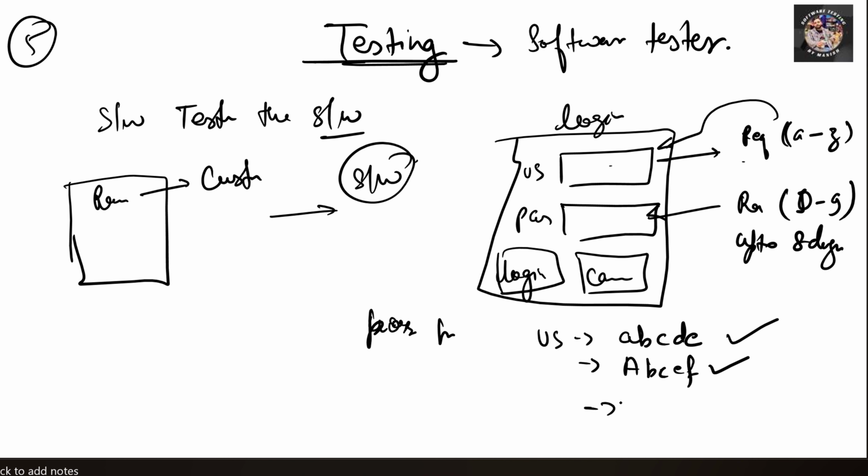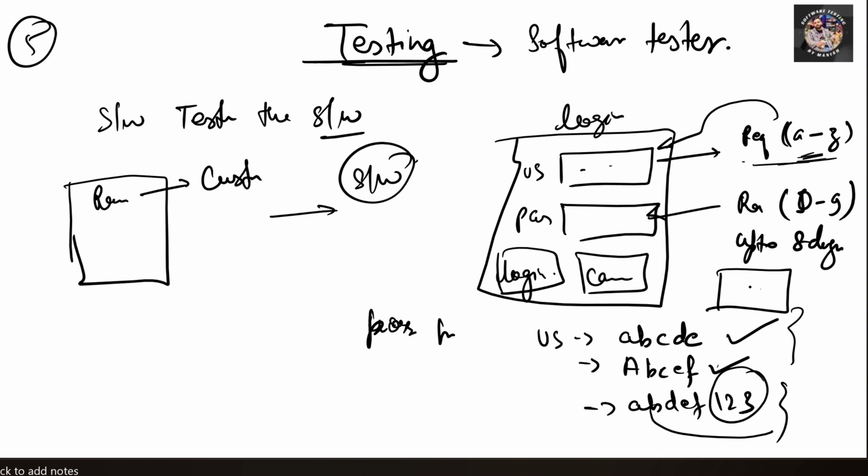If he tries to put A B C D E F 1 2 3, as in the requirement only alphabet is possible, but the test engineer will check all the positive and negative aspects. So if by putting these values in user ID and clicking on the login button, it works, then it is against the requirement, that is, it is a defect. The software tester will find this defect and will send it to the developer to fix it.